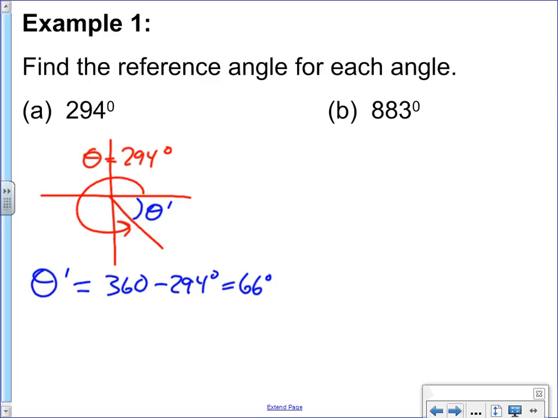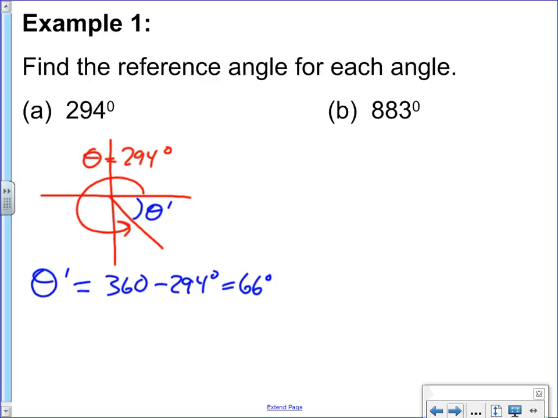Question, what's positive in the 4th quadrant? Calculus: cosine and secant. So cosine and secant for 66 will be positive, but sine, tangent and the others will be negative in that quadrant, and it's the same as the sine, cosine, and tangent for 294. We'll see. You don't believe me yet.